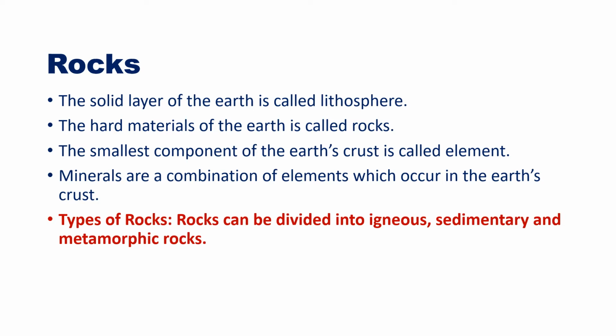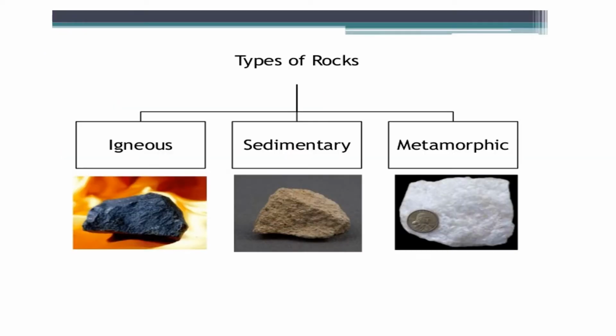Minerals. You know many types of minerals, right? Minerals are a combination of elements which occur in the earth's crust. Now we would like to classify the different types of rocks. Rocks are divided into igneous, sedimentary and metamorphic rocks. Here you can see a picture of these: igneous, sedimentary and metamorphic.